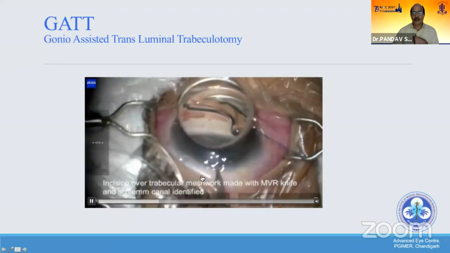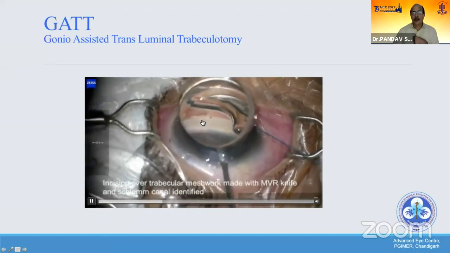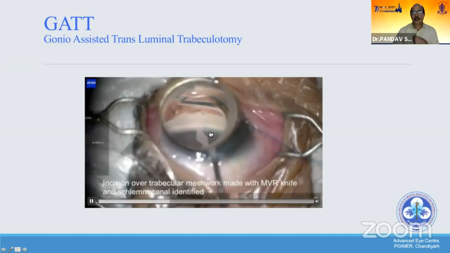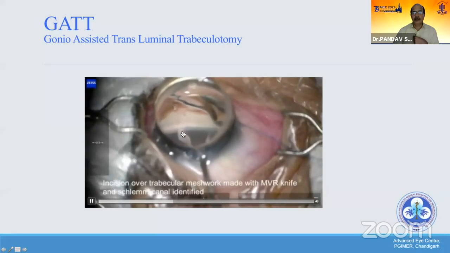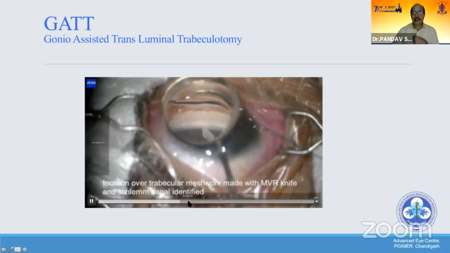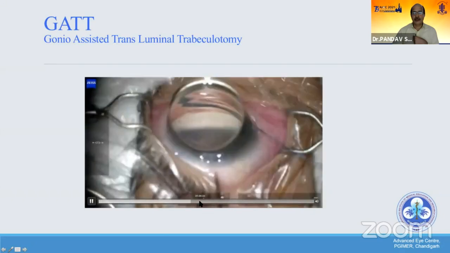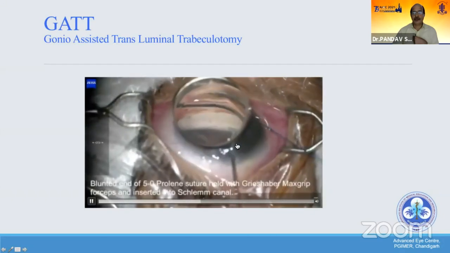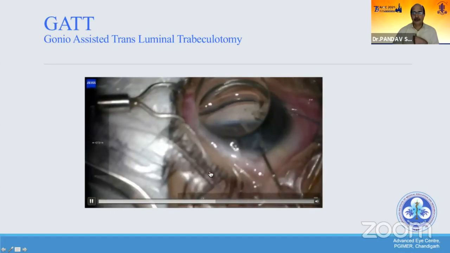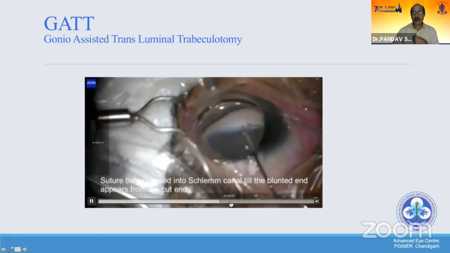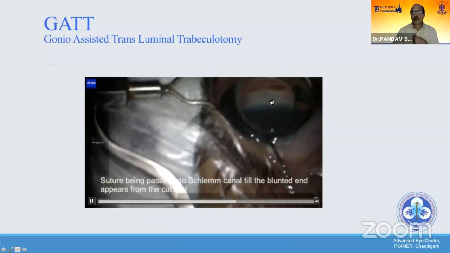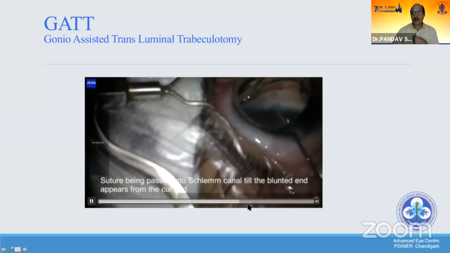And once the Prolene suture is inserted, with a direct gonioscope, we can create a little opening in the trabecular meshwork. So Schlemm's canal is exposed, and when that is done, you grab the suture with the forceps, and then it is threaded into the Schlemm's canal. So it goes round and round, and it will go 360 degrees. You wait for it to come back to the same incision from where you started. It will show up there.